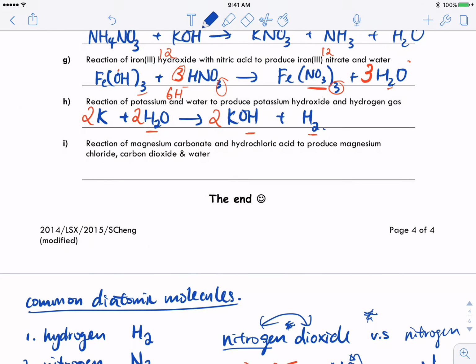Here, reaction of magnesium carbonate and hydrochloric acid to produce magnesium chloride, carbon dioxide, and water. So, magnesium carbonate, Mg2+ and CO3 2 minus, HCl, magnesium chloride, Mg2+ with Cl minus. So, MgCl2, CO2, H2O. Let's try balancing this. On the right hand side, there are 2 chlorine. On the left hand side, put a 2 there. Then it is balanced already.